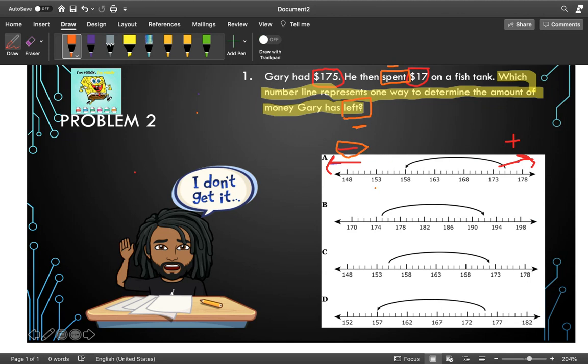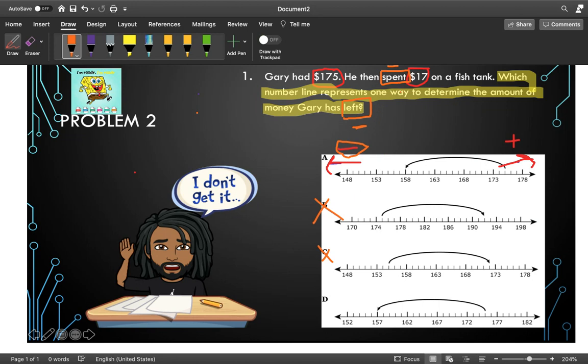All right. So if we know that, what we can do is eliminate any answer choice that is showing us the opposite. It's saying that he was at 175, and then he increased to 192. So we know B cannot be correct. Let's eliminate that. Do we have another one like that? Oh, C is saying the same thing. He's going to the right. And we know it's an increase. And we're dealing with what? A decrease of money because he spent $17.